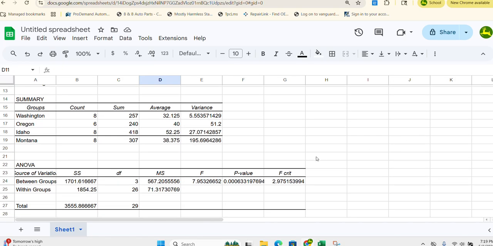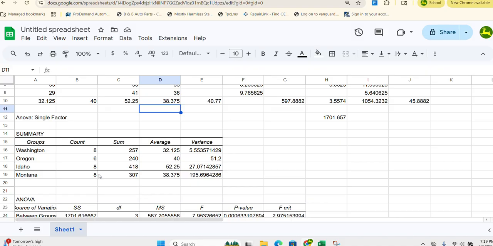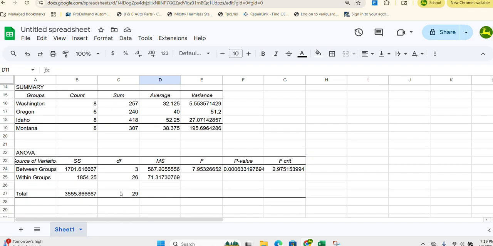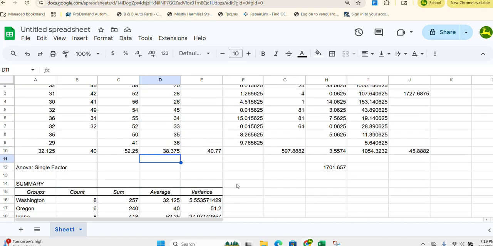Anyway, whatever. And then, of course, your degrees of freedom: k minus 1, so 3. How many numbers were there? There were 30 numbers total. That's 29 here, 26 there. So this divided by 26 is this. This divided by 3 is this. This over this is this. And then anyway, that's the gist of it.